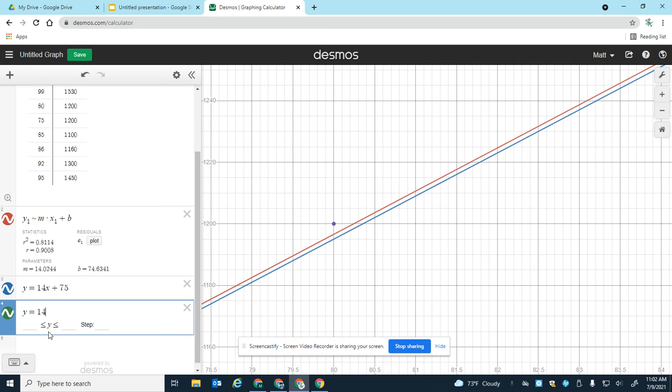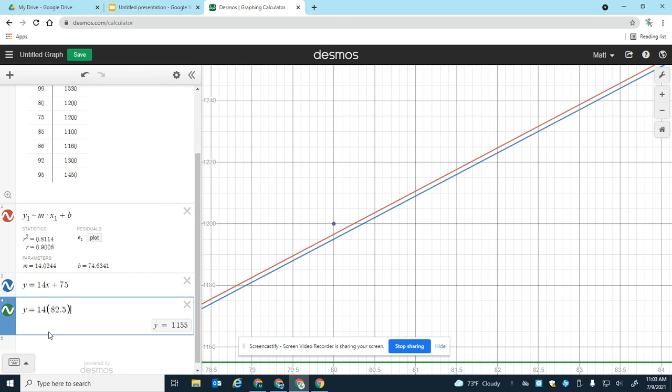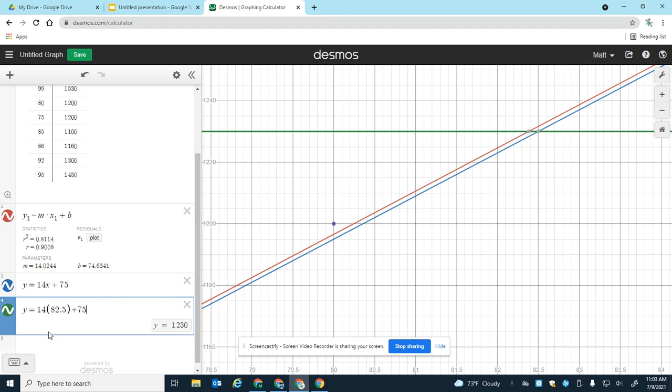So what happens if someone's overall GPA is like 82 and a half? Well, they can expect a 1230 on their SATs. And if I want something more precise, I can use more decimals. But for now, if your GPA is an 82 and a half, expect a 1230. It's actually a pretty good score. But then again, I just made these numbers up, so what do I know?